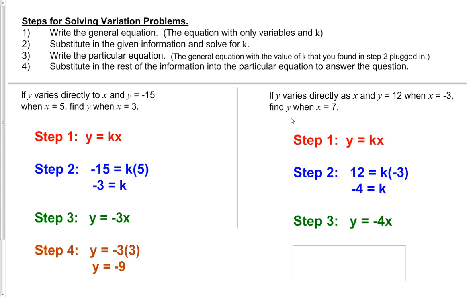And then it asks us to find y when x equals 7. Well, if we plug in 7 for x here, we're going to get y equals negative 4 times 7, or y equals negative 28. So the answer to this question is just y equals negative 28.